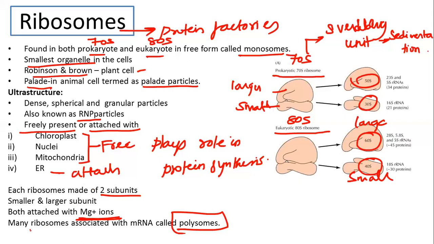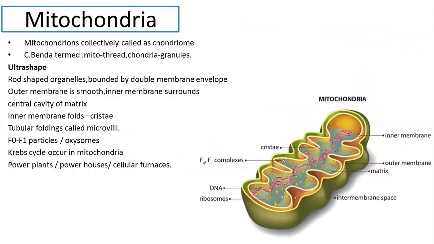Multiple ribosomes will join together and form polysomes. This is all you have to remember about ribosomes. Fine. So shall we move to the next?